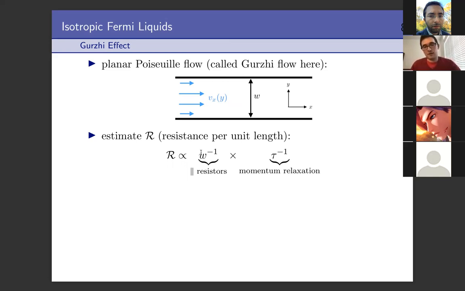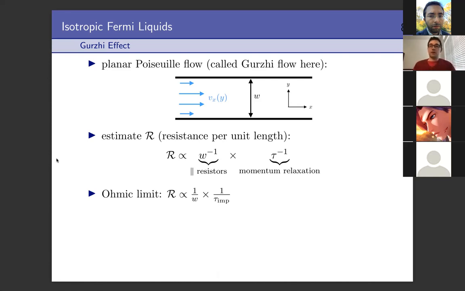Now, the way we can think about this resistance per unit length is that some of the resistance is coming from essentially just a kind of parallel resistors factor. The wider this channel is, the more places there are for current to flow, and so the resistance will go down accordingly. The more interesting factor we can think of as essentially the momentum relaxation rate. Because the current and the momentum are approximately the same thing, to degrade away our current, which is what we need to have happen to measure resistivity, we need to have momentum relax. So by estimating the momentum relaxation time in this channel, we can estimate the resistance per unit length that we measure in an experiment.